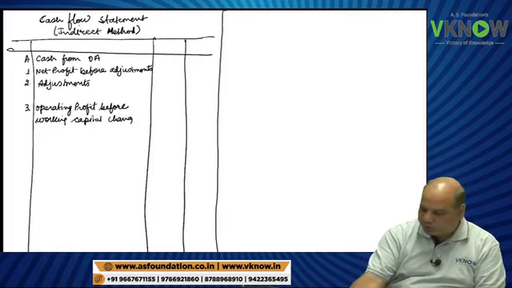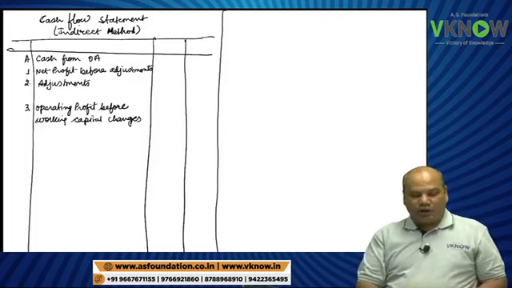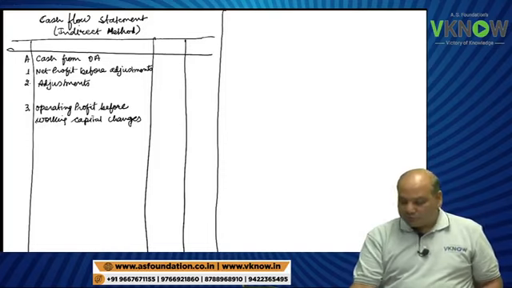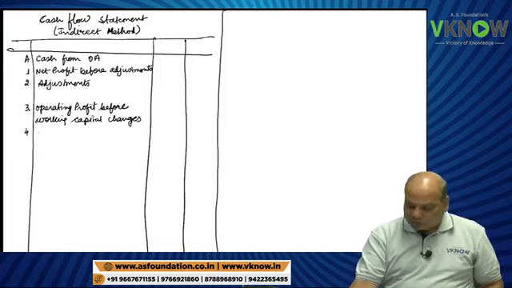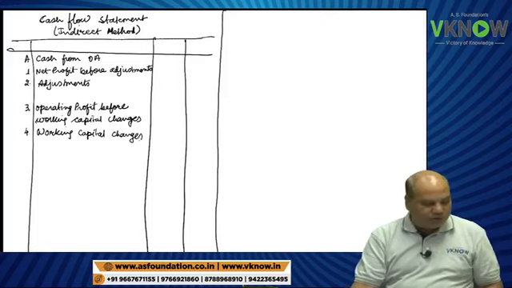This is one more practice purposefully so that you will revise the indirect method one more time. Operating profit before working capital changes. Point number 4 is working capital changes, keep 6 lines blank.